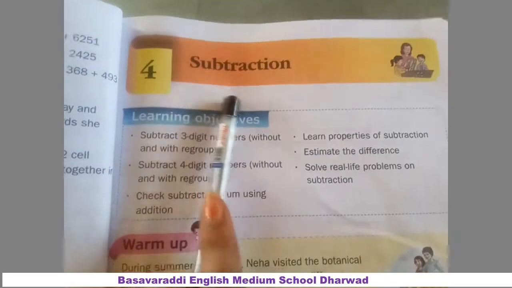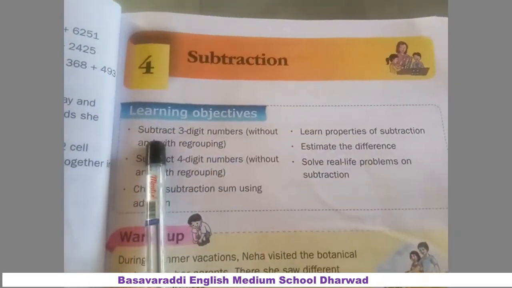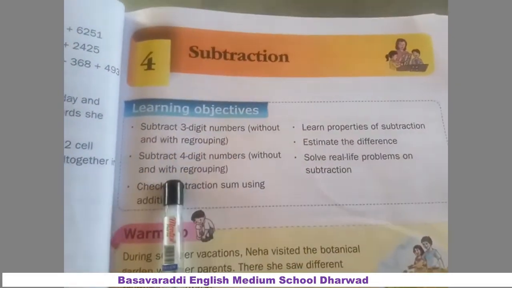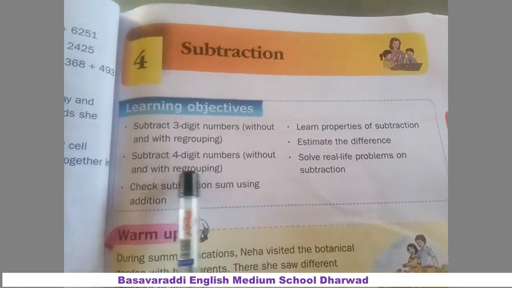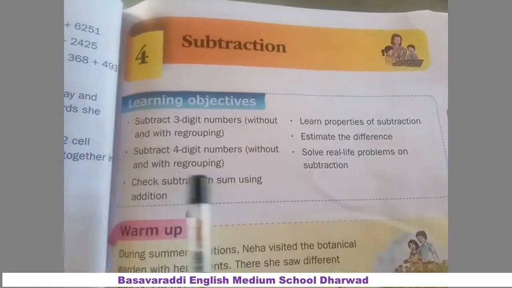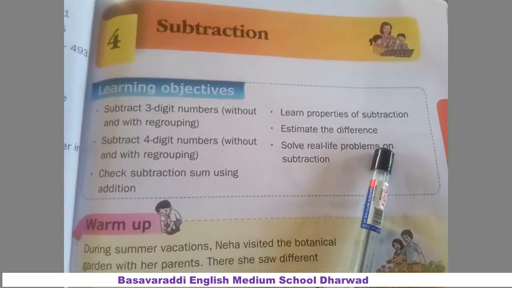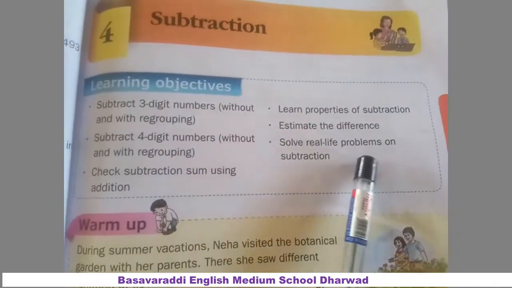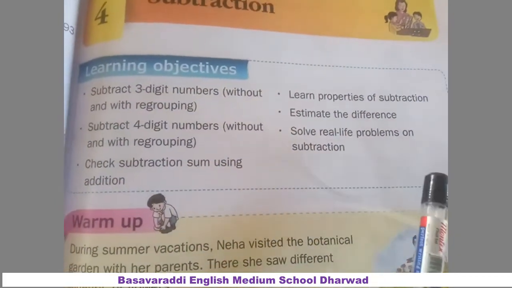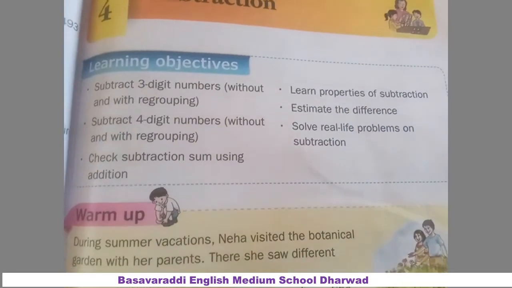Fourth chapter, subtraction. Learning objectives: subtract 3-digit numbers without and with regrouping, subtract 4-digit numbers without and with regrouping, check subtraction sums using addition, learn properties of subtraction, estimate the difference, and solve real life problems on subtraction.